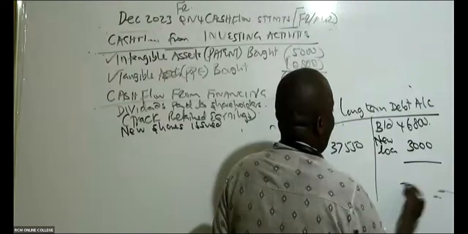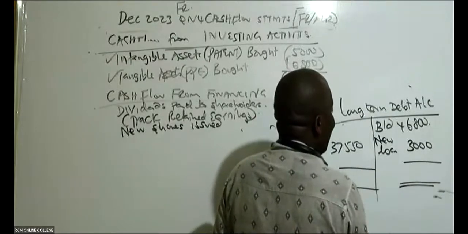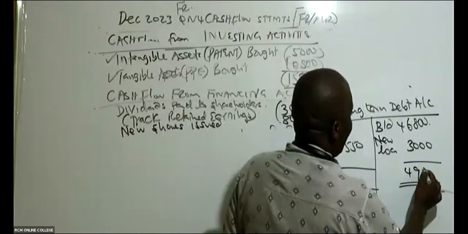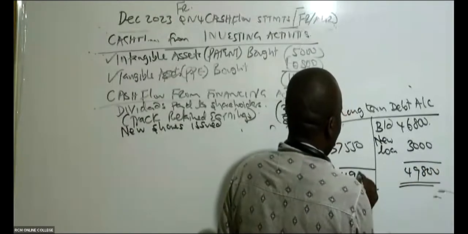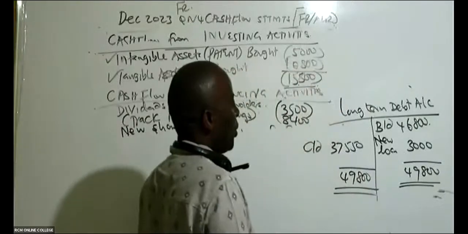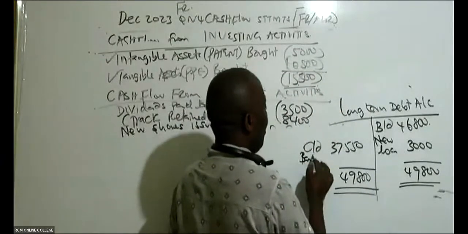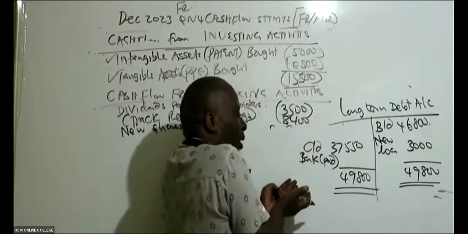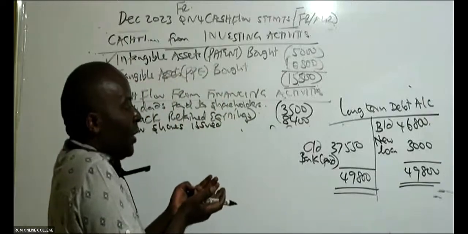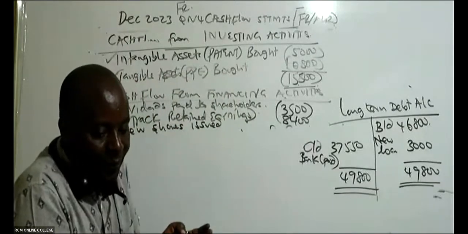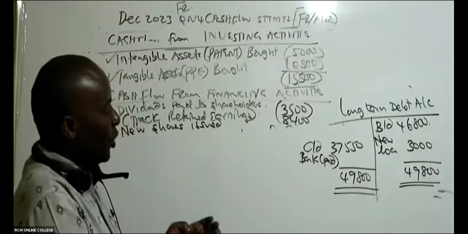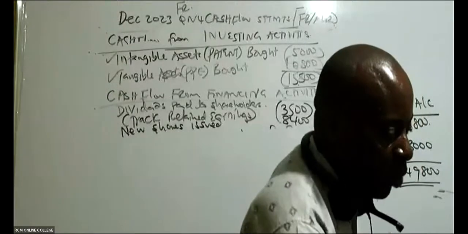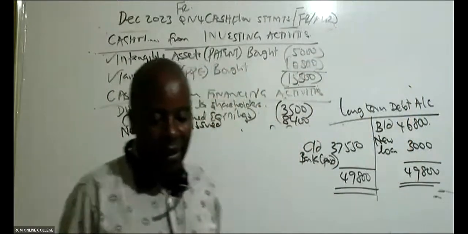So it means that now the balancing figure will be what we paid. So this is 49,800. So in this case here, bank with the paid. Because we are told that we paid, but they're not telling us how much we paid. So is there somebody who can tell me, ladies and gentlemen, this long-term debt, how much did we pay? Somebody talk to me.